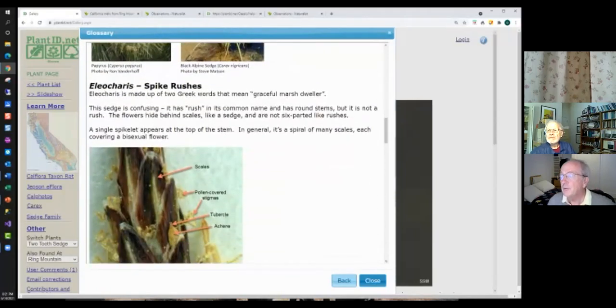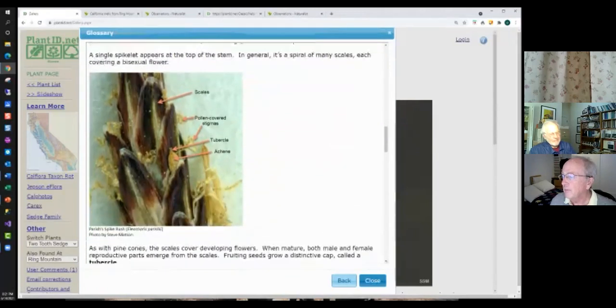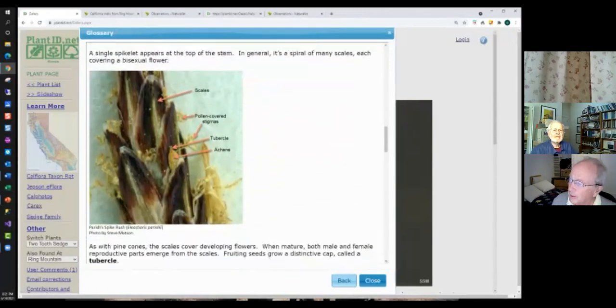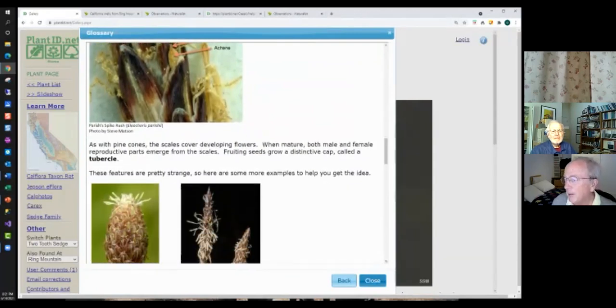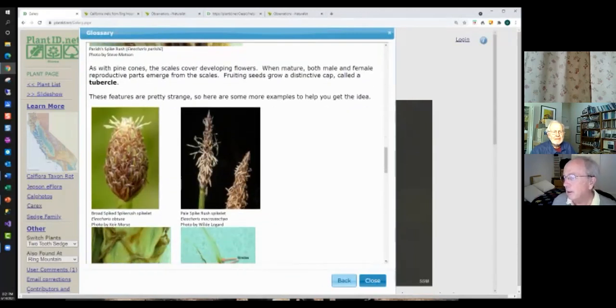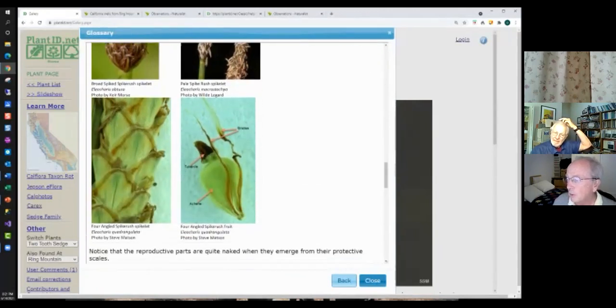Then we have another genus called Eleocharis, and the common name is spike rushes, which is a horrible common name because they're not rushes, they're sedges. And these have another structure that is unique, which is tubercles. And I show you lots of different sedges in this group and how the tubercles work.